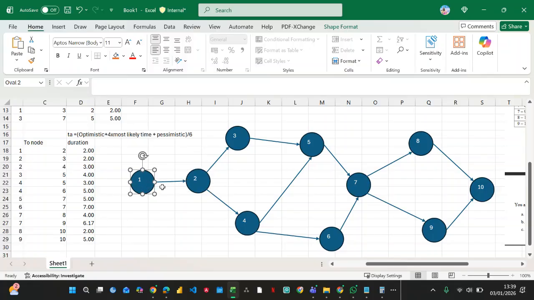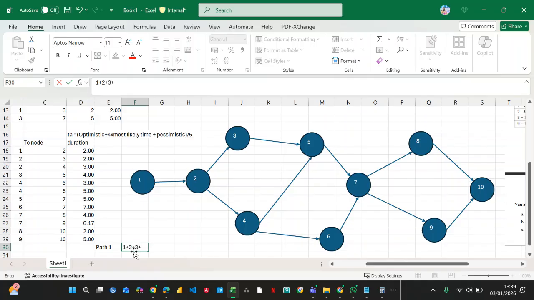If I start from one, I can go to two, right? If I want to execute this project, I can go from one to two, I go to three, I go to five, right? From five, I go to seven, I go to eight, and I land at 10, the last one. That is one. So let's just see. Let's start our path. One.